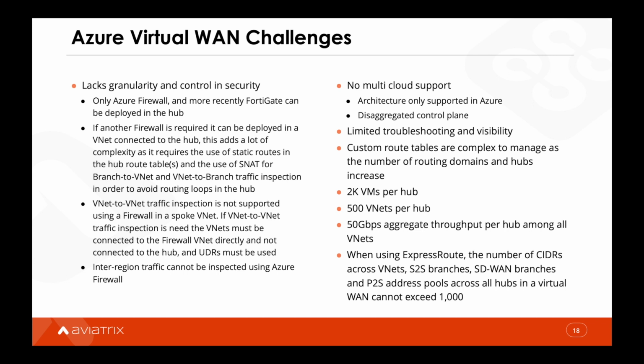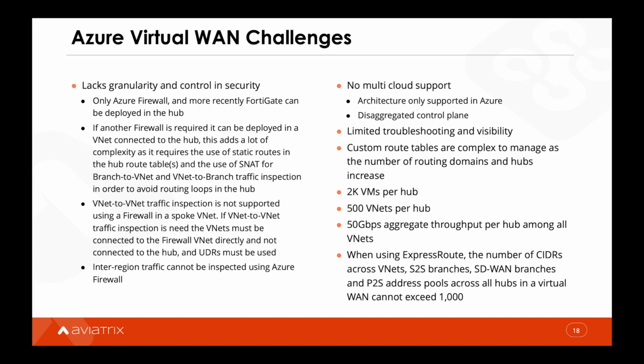First one is that VNet to VNet traffic is not supported. If you need to inspect traffic between two VNets, you have to connect those VNets to the VNet where the NVA has been deployed. So pretty much you go back to the hub and spoke model. And of course, because of this, now you need to use static routes, user-defined routes in these VNets to send traffic to that NVA. So really the benefits that Virtual WAN offers go away if you want to use an NVA that's not FortiGate or Azure Firewall.